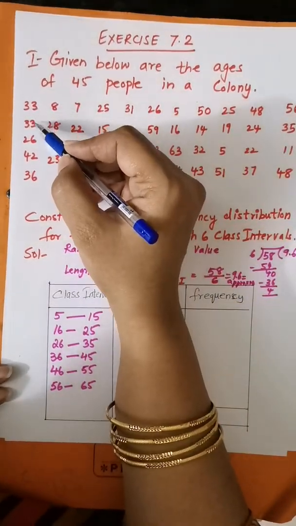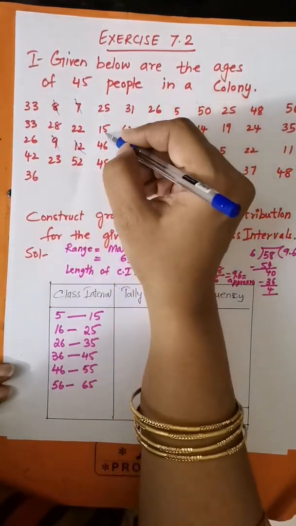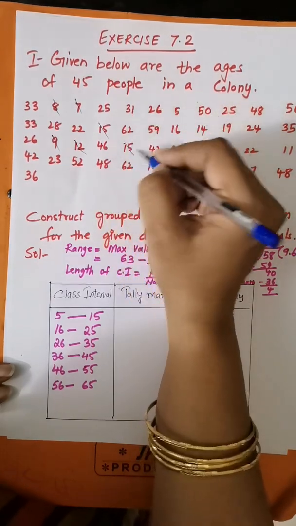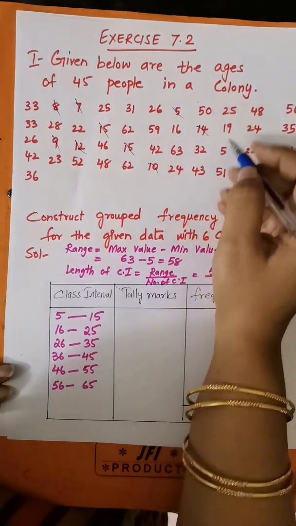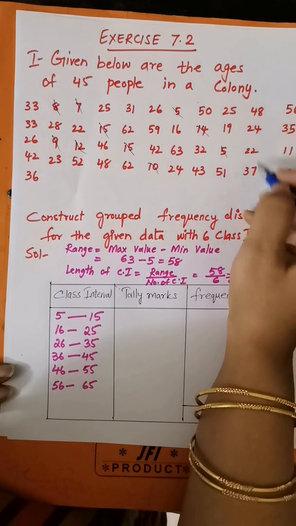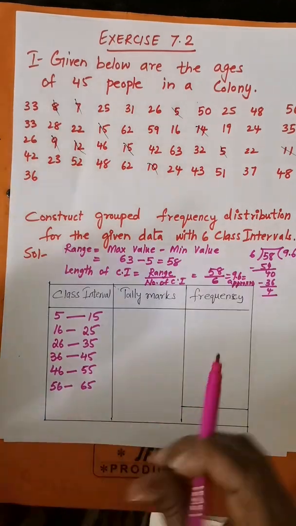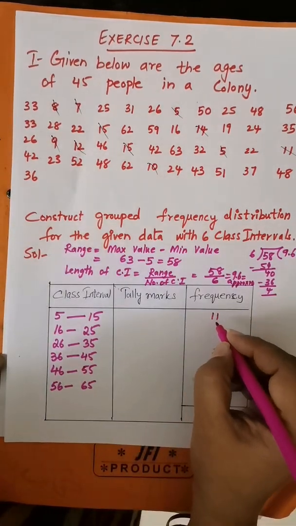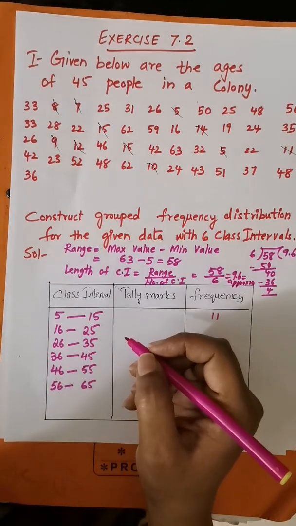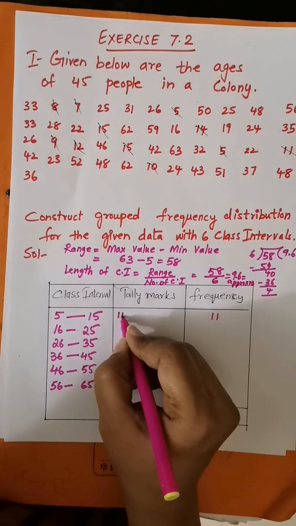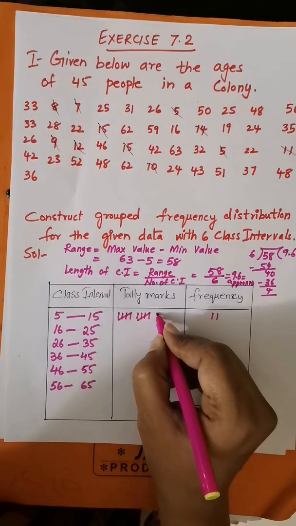5 to 15. We'll strike off 1, 2, 3, 4, 5, 6, 7, 8, 9, 10, 11. So there are 11 people whose age lies between 5 to 15. How to draw the tally marks you all know. 1, 2, 3, 4, fifth one is slanting, 6, 7, 8, 9, 10th one is slanting, then 11.